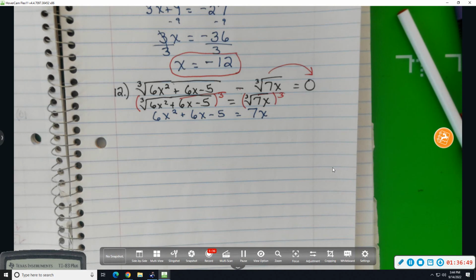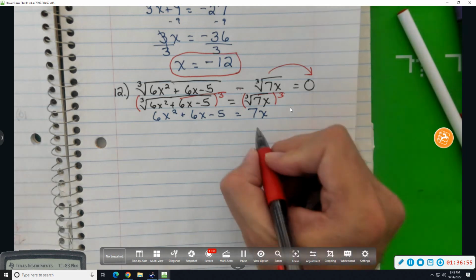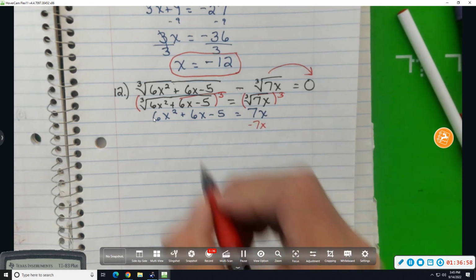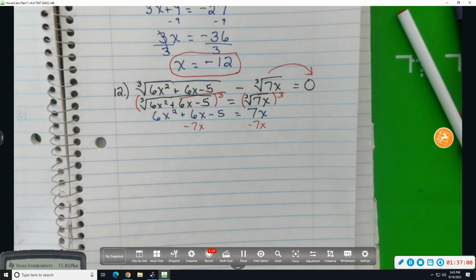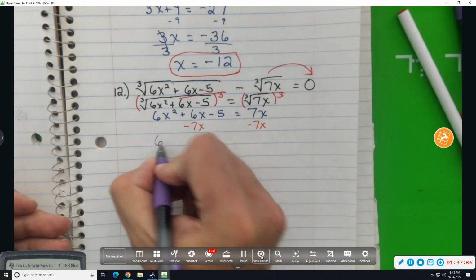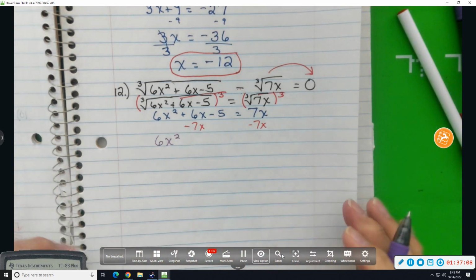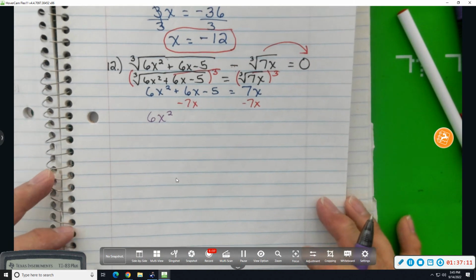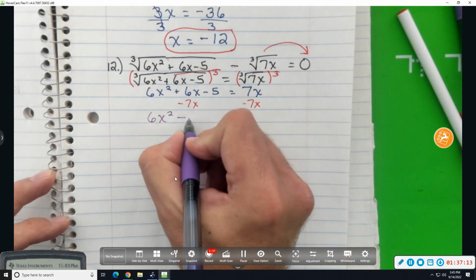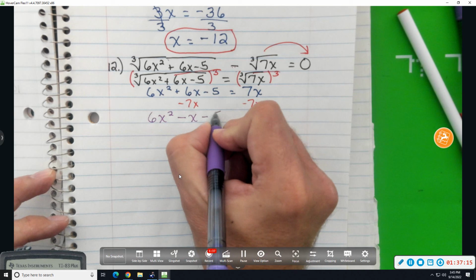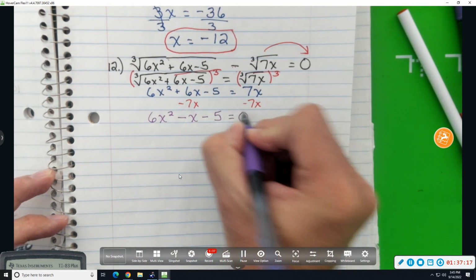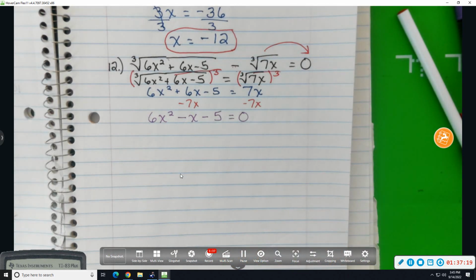We need to get that set equal to 0. Where do you think he's going to get the 0? On the left side or on the right side? The right side, because he already has a positive coefficient on that x squared, so he doesn't want to move that. So it's going to be a 6x squared. Is that going to be a minus x and a minus 5? Yes. Equals 0.